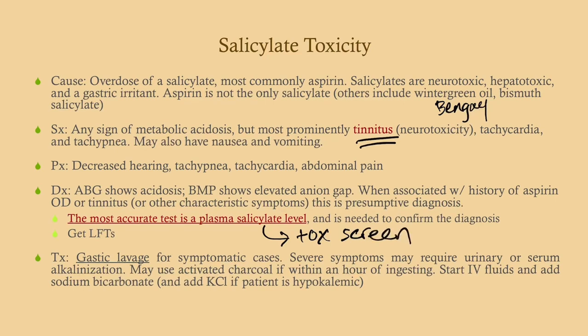This is actually going to be on a routine tox screen, so you don't need to order any extra tests here. The treatment is gastric lavage. I would also add activated charcoal. So doing both is more effective than doing one or the other alone. If they have severe symptoms, you may alkalinize the urine. That's going to promote excretion of the metabolites. And then you want to start IV fluids as well.